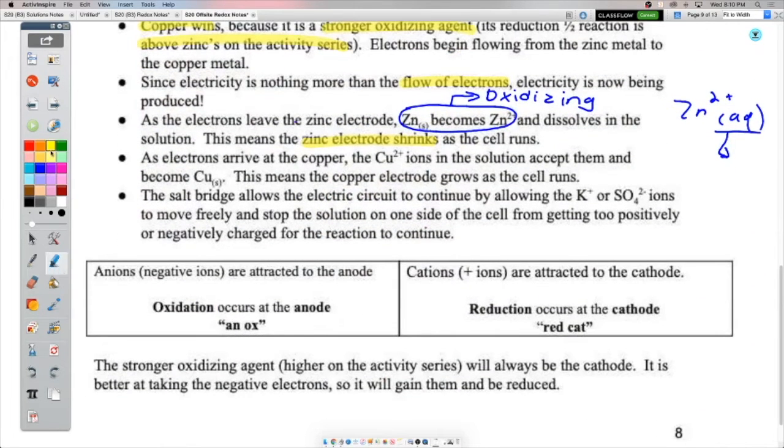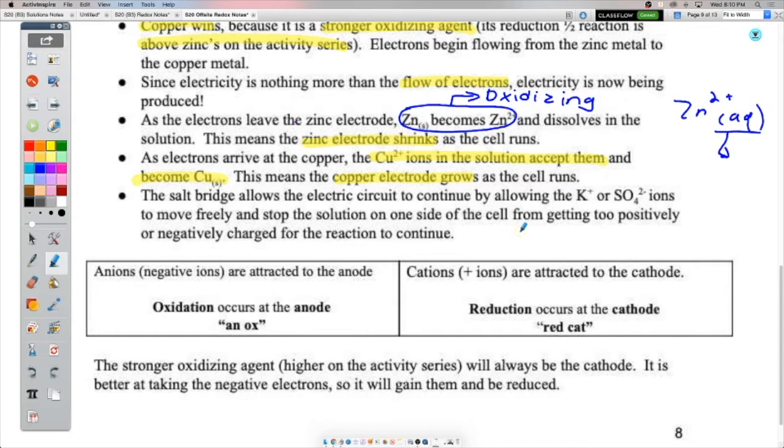So as electrons arrive at the copper, ions in the solution accept them. They get reduced, right? They gain electrons and become solid copper. So the copper electrode grows as the cell runs. As the cell runs just means as electricity is being produced, okay? And so the salt bridge just allows the electric circuit to be completed, okay?